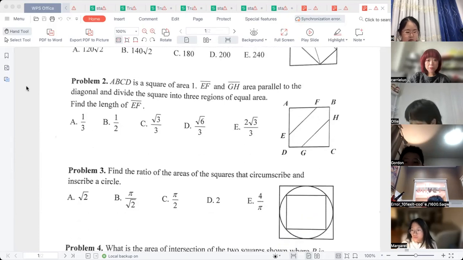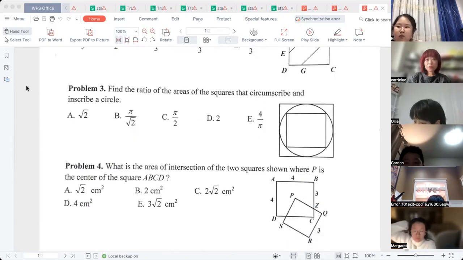Okay, so let's take a look at number 3. Find the ratio of the area of the square that circumscribes and is inscribed in a circle.